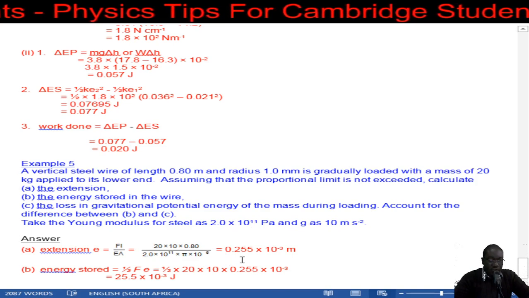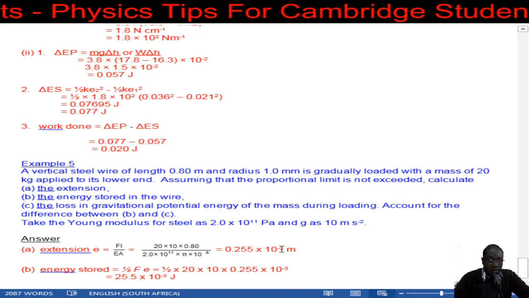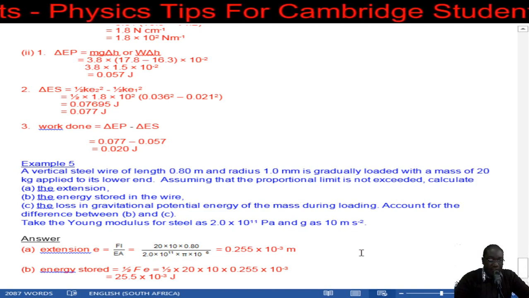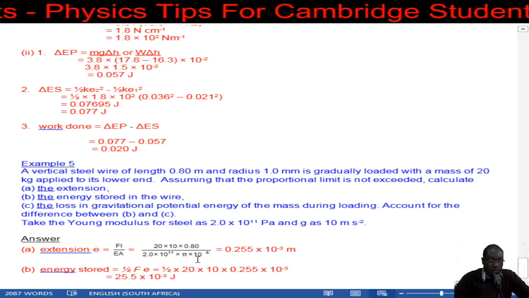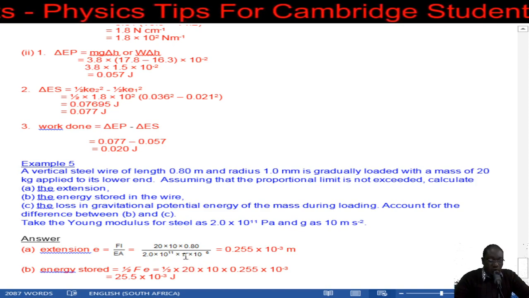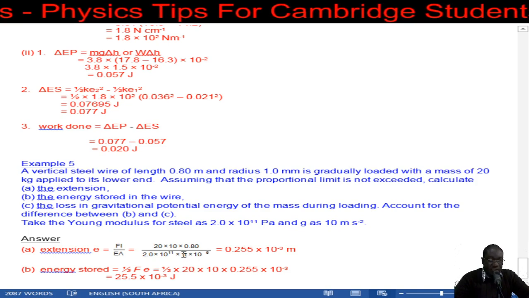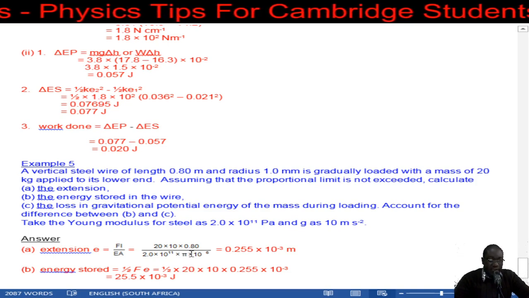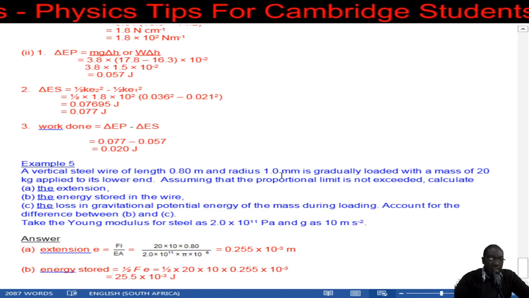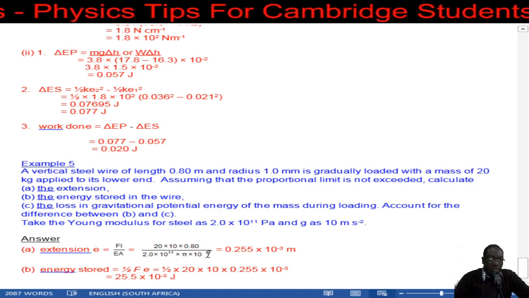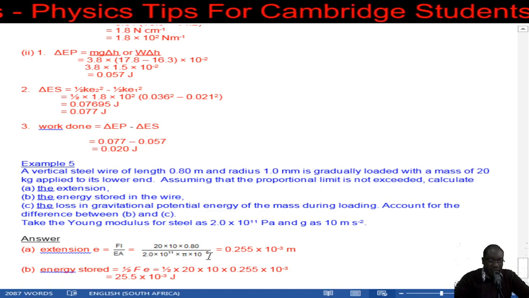So when you do that, you find that you get 0.255 times 10 to the power of minus 3. So here, let's just go over the area again. Pi r squared, which is going to be 10 to the minus 3 squared, will be 10 to the minus 6. That's why I have a 10 to the minus 6 there.